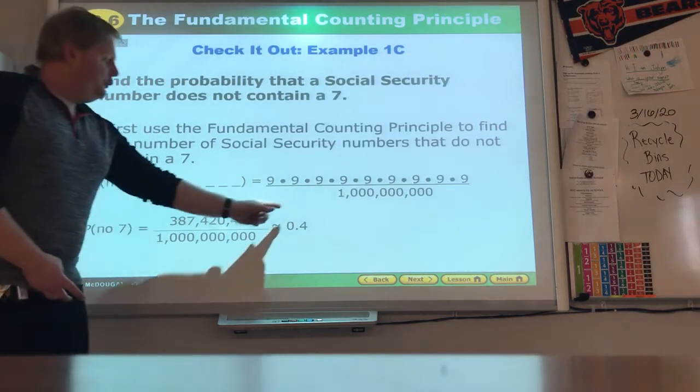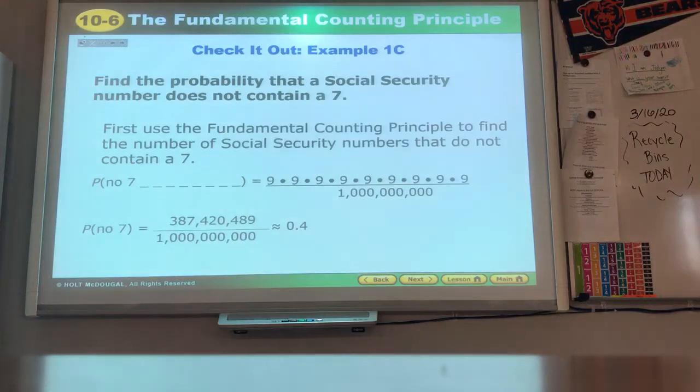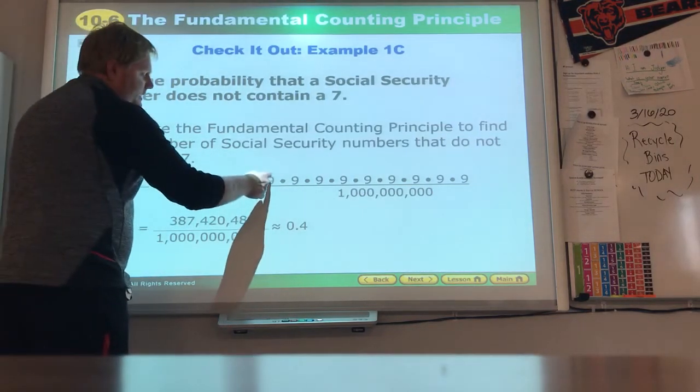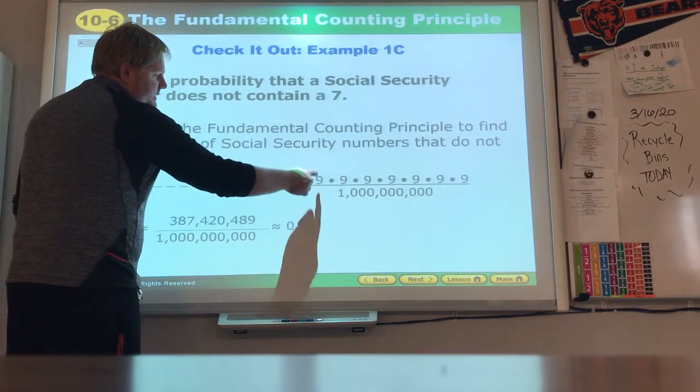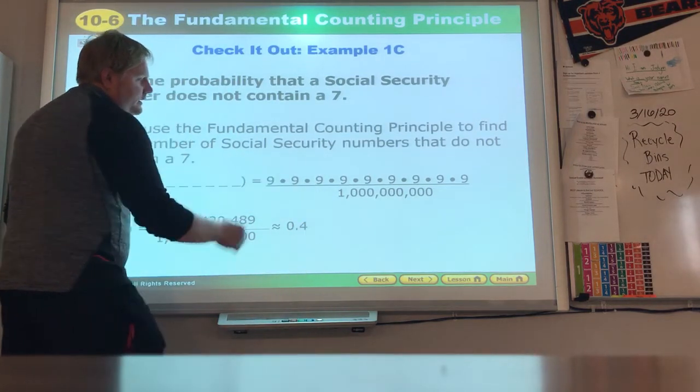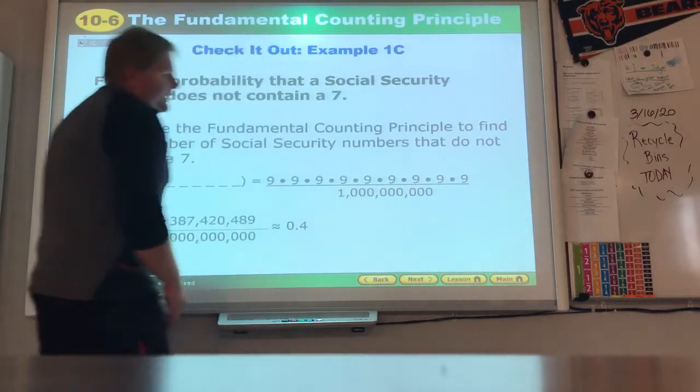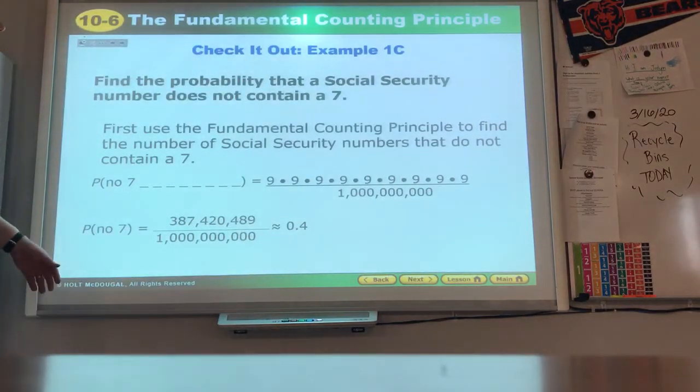That's about 40%. Okay? We have to think about each situation. Can't be a 7, so 9 out of 10. Can't be a 7, so 9 out of 10. Can't be a 7, so 9 out of 10. They just save you that trouble of multiplying all the 10s together to get 9 billion.